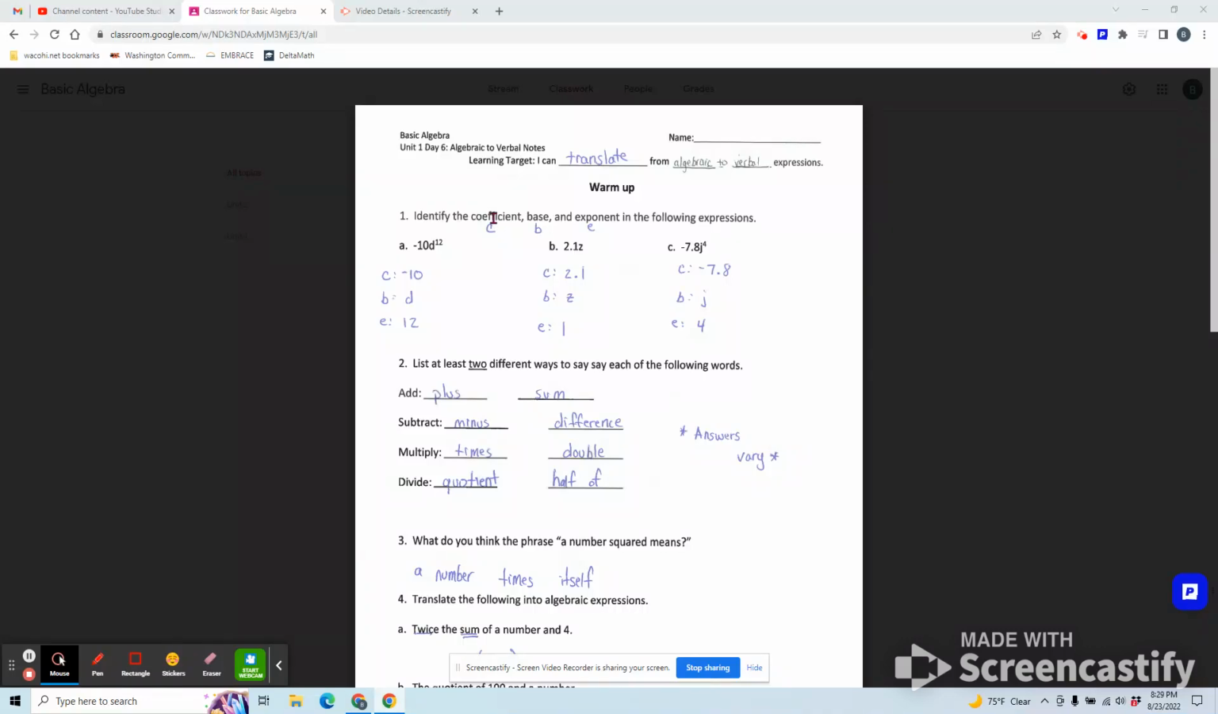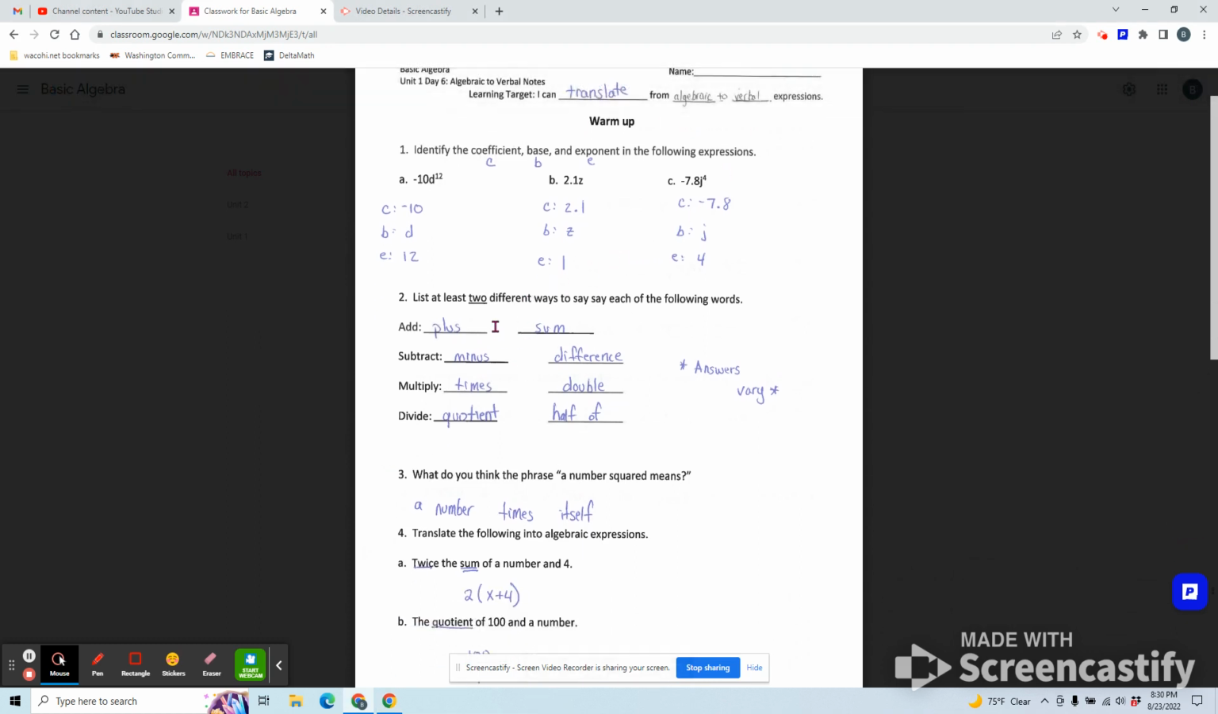Hey, welcome back. So the other day we translated from verbal to algebraic. Today we're doing the other way around. We're translating from algebraic to verbal. So all of those different words that we used the other day for addition or subtraction or multiplication or division, we're going to use those again.